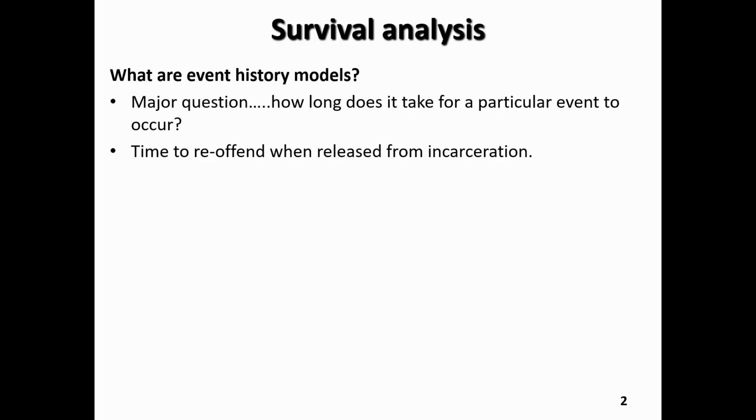Some examples of event history models include the time to reoffend when released from incarceration. So people that are incarcerated that are given parole or just outright released, do they reoffend? And how long does it take for them to reoffend? And so in asking a question like this, researchers will focus on various factors or predictors that would influence that time to reoffend.